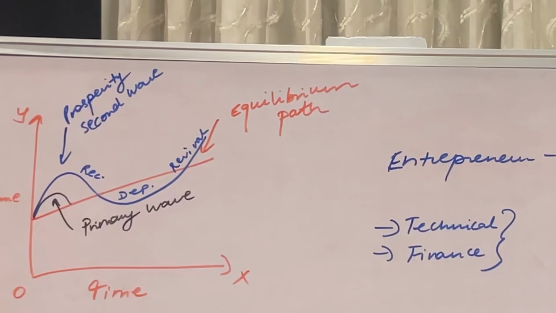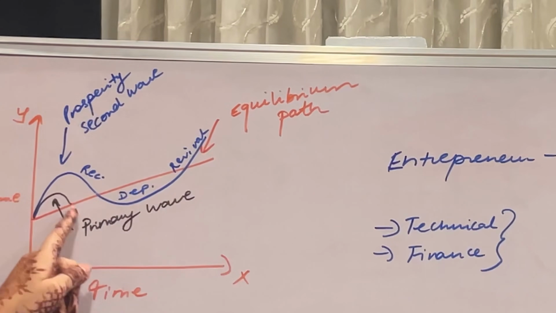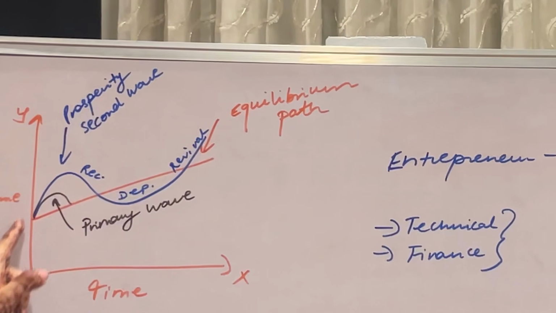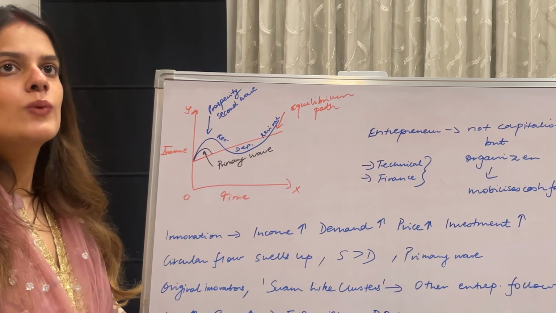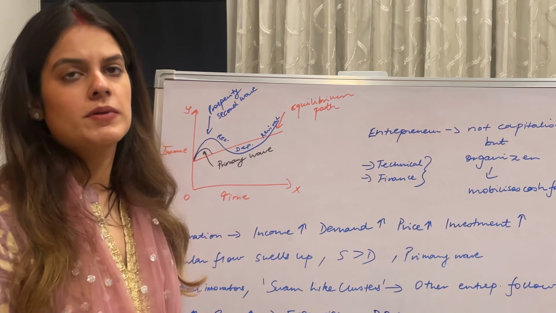It is due to innovation that we come to this curve. You can see this black curve, primary wave. Now when does this occur? So basically when innovation occurs, for example, let's go 20 years down the line, or maybe even more than that.